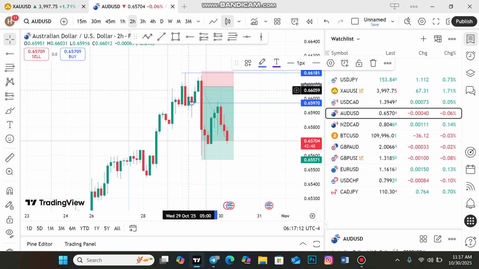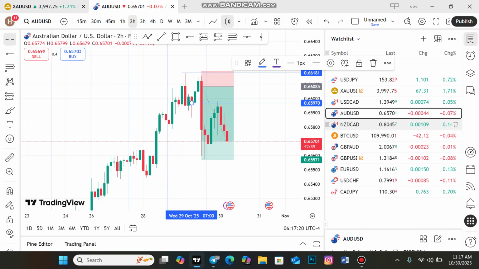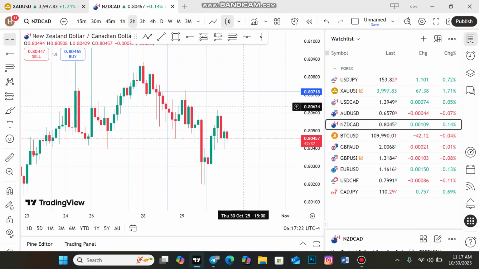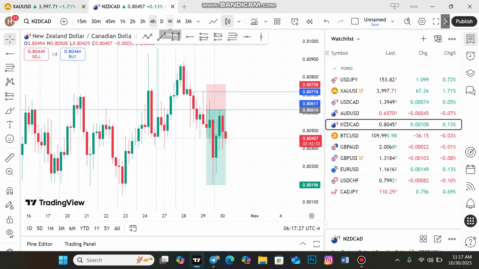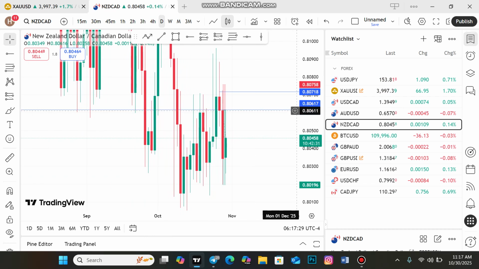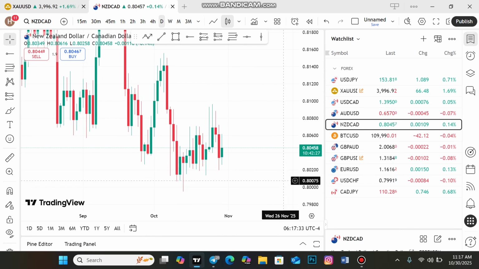Alright, so this is how I caught the AUDUSD trade yesterday. Alright, that's first one. Let's go to NZDCAD. NZDCAD trade really manipulated me yesterday. If not for patience, I would have left that trade. My God, let me just clear this.